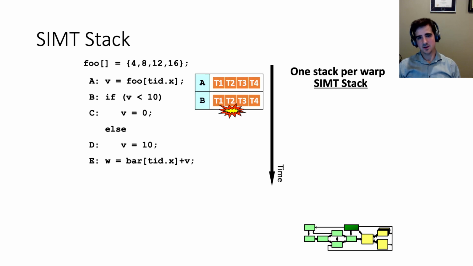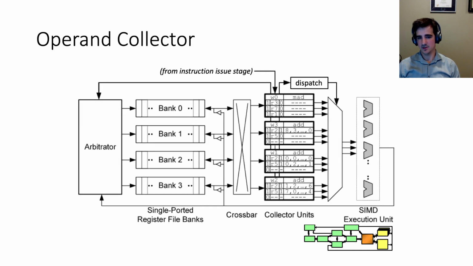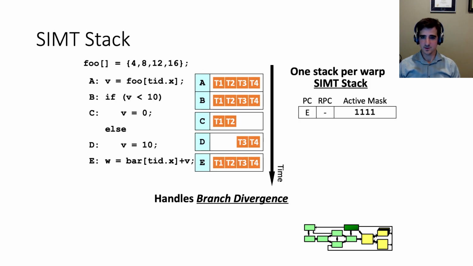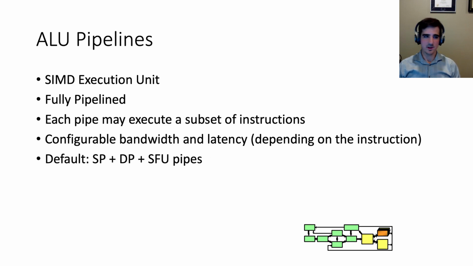SIMT Stack, you guys know how this works. This is handled inside the simulator, and there literally is code that performs this stack-based operation on branches to try and figure out how things diverge and reconverge. So all of this is also modeled inside the simulator. Operand Collector, also modeled inside the simulator. So there is code that essentially models this picture that you can use to modify in whatever way you like.